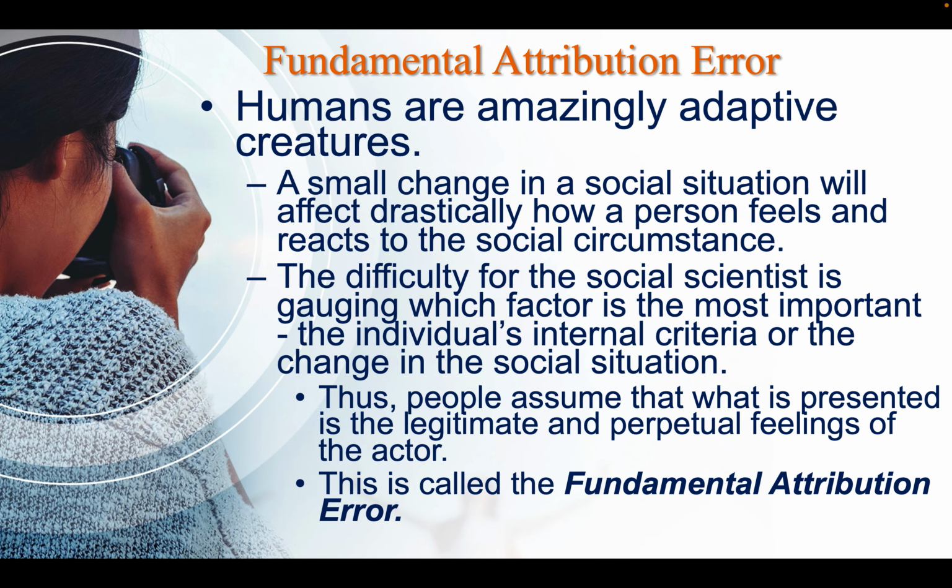Humans are amazingly adaptive creatures. A small change in a social situation will affect drastically how a person feels and reacts to the social circumstance. The difficulty for the social scientist is gauging which factor is the most important, the individual's internal criteria or the change in the social situation. Thus, people assume that what is presented is the legitimate and perpetual feelings of the actor. This is called the fundamental attribution error.